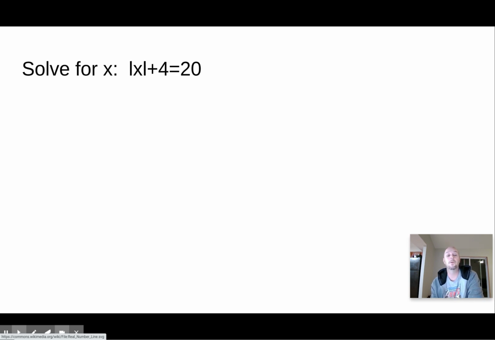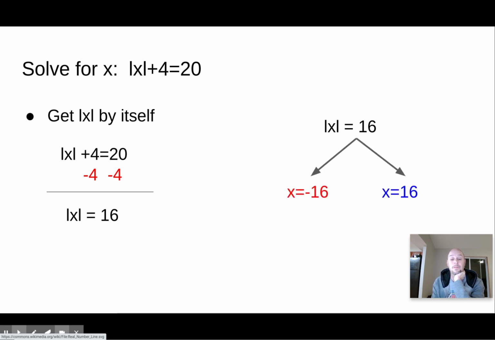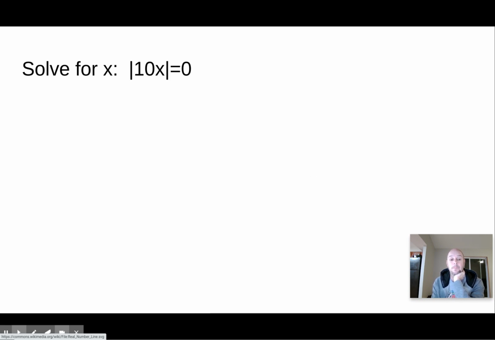For this one, if you're going to solve for x with an absolute value, you have to get the absolute value alone before you split it up into the positive and negative versions of itself. So the way you would do that is like any other equation. You're adding 4 to that absolute value of x, so you'd subtract 4 from both sides, and you get the absolute value of x equals 16. Now you need to take that and split it into both the positive version and the negative version. So x is going to equal both -16 and +16.